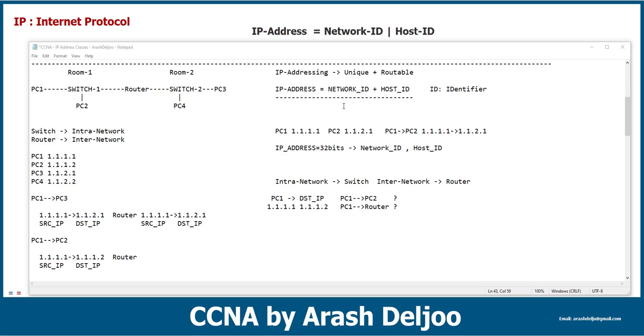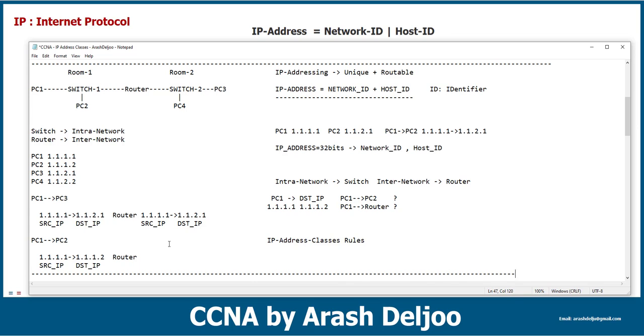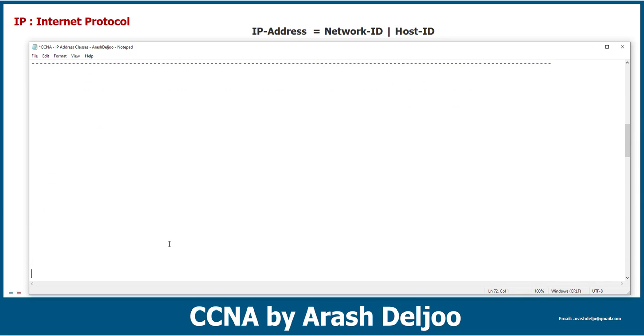How can we find the different parts of an IP address? We have some rules, the IP address classes rules, that we can use to find the network ID and also the host ID of an IP address. Let me talk about these rules. This is very important for understanding IP address functionality. We will use these rules in many scenarios and in many other features. Let me talk about the IP address classes rules.